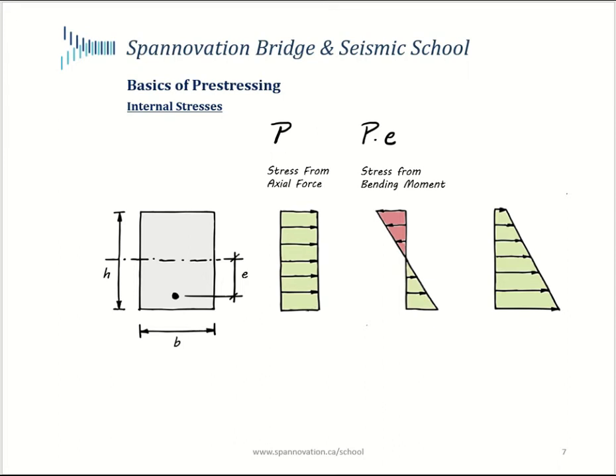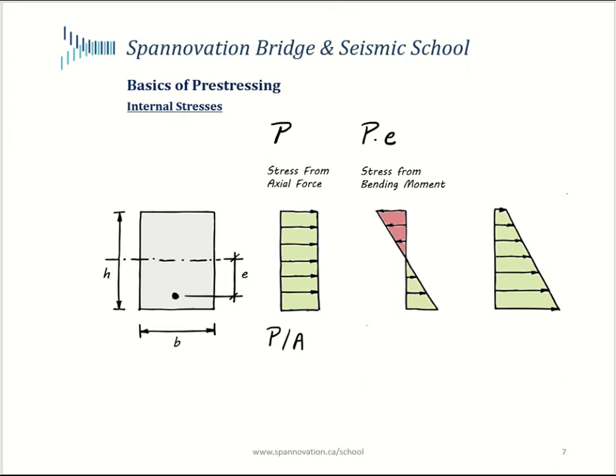Stress from the axial force is simply the axial force divided by the area of cross section. The section is a rectangular section, height h, width b, so h times b would be the area. So the uniform compression that's applied by the axial force would be P divided by A. And compression is denoted by green.